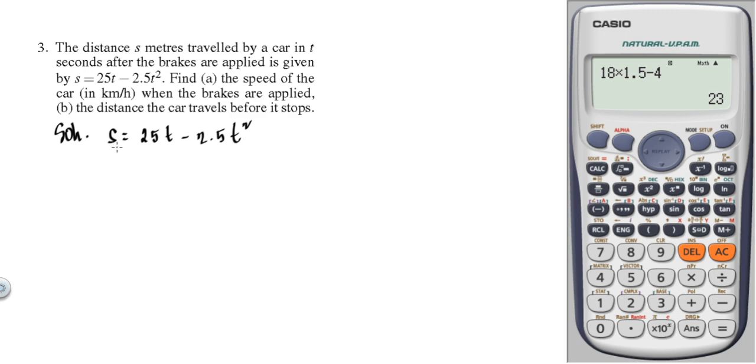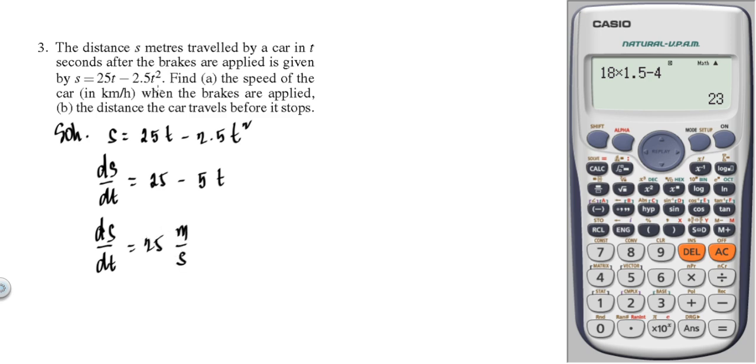Anyways, if we differentiate S with respect to time, that is the speed or the velocity. Yes. So we have ds over dt equals 25 minus 2.5 times 2, 5t. Okay? Yes. The speed of the car when the brakes are applied. Okay? Anong sagot dito? So what is the speed of the car? Ang time na gagamitin natin is what? Time 0, no? When the brakes are applied. Time 0. Okay, so we have ds over dt equals 25 meter per second.